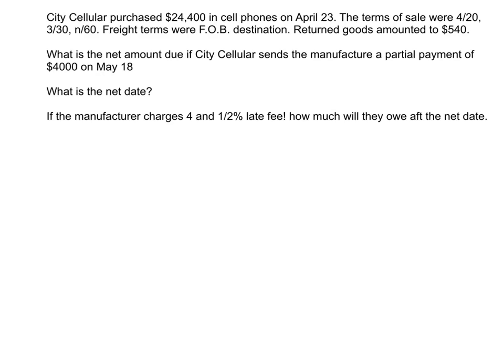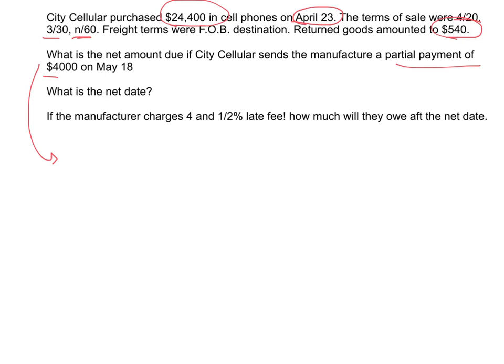All right, City Cellular purchases $24,400 in cell phones on April 23rd. Let's get some of this stuff circled. The terms of the sale were 4% if they pay within 20 days, 3% if they pay within 30 days, and the bill has to be paid in 60 days, net 60. Freight terms were freight on board, destination. Return goods amounted to $540. What is the net amount due if City Cellular sends the manufacturer a partial payment of $4,000?